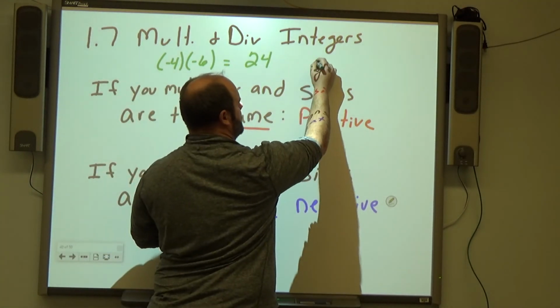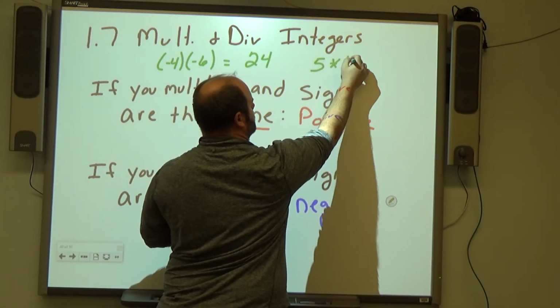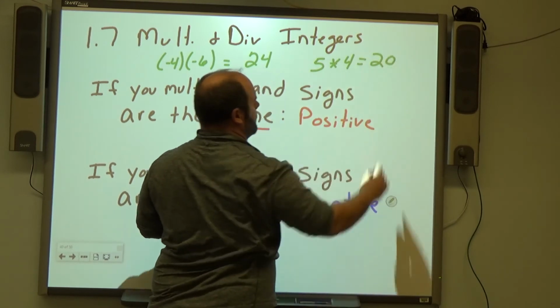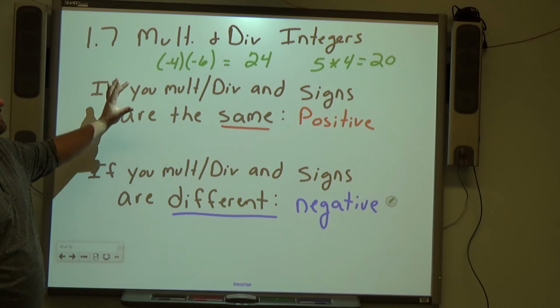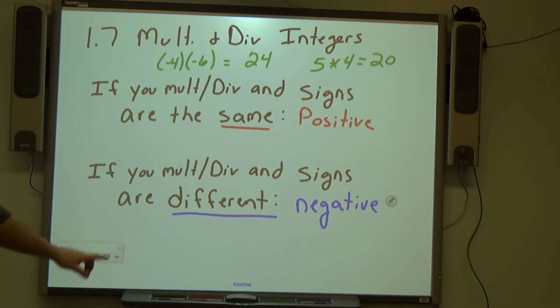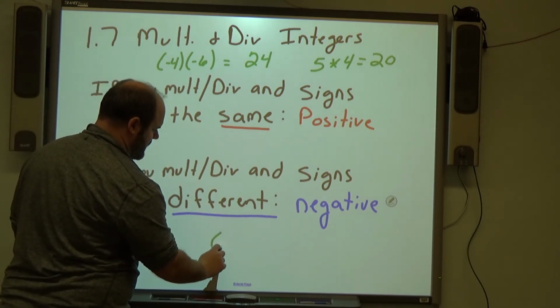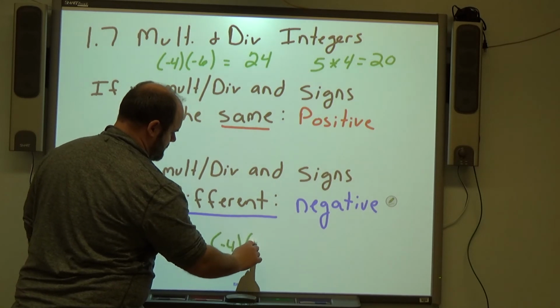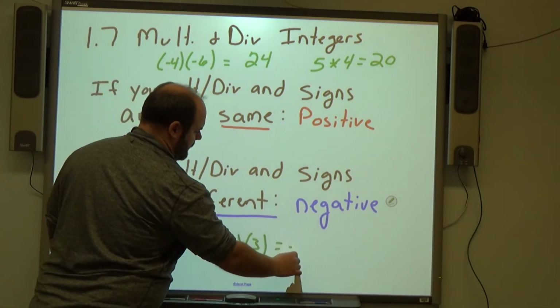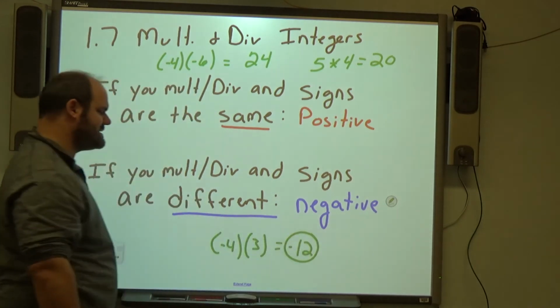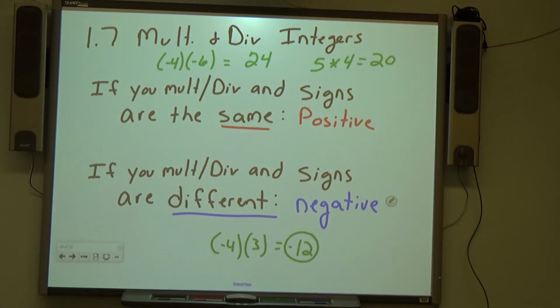Another example would be maybe 5 times 4. Well, we've done 5 times 4 forever. You know, we just didn't know there was a rule that we specifically had to apply to that. If your signs are different, your answer is negative. Two simple rules to remember. Okay, different signs would look like that. A positive and a negative. Your answer is going to be a negative, whatever the two numbers multiply out or divide out to be.